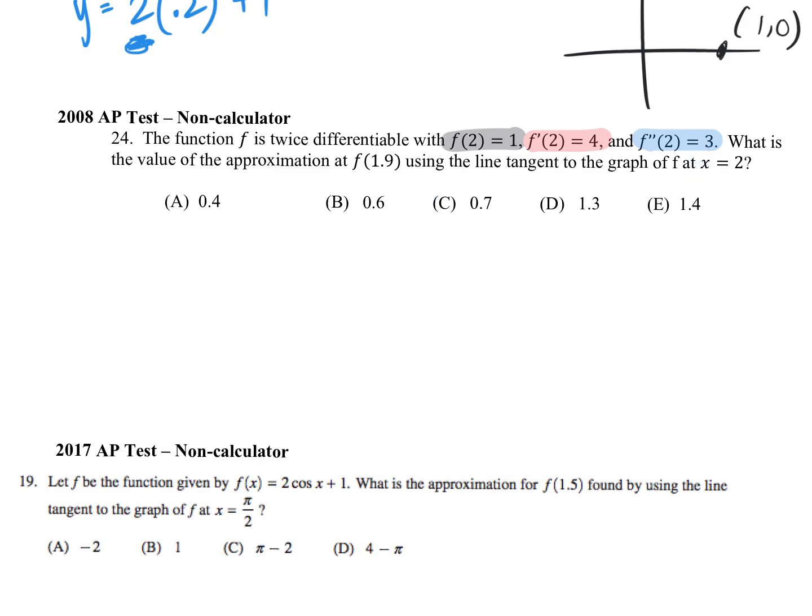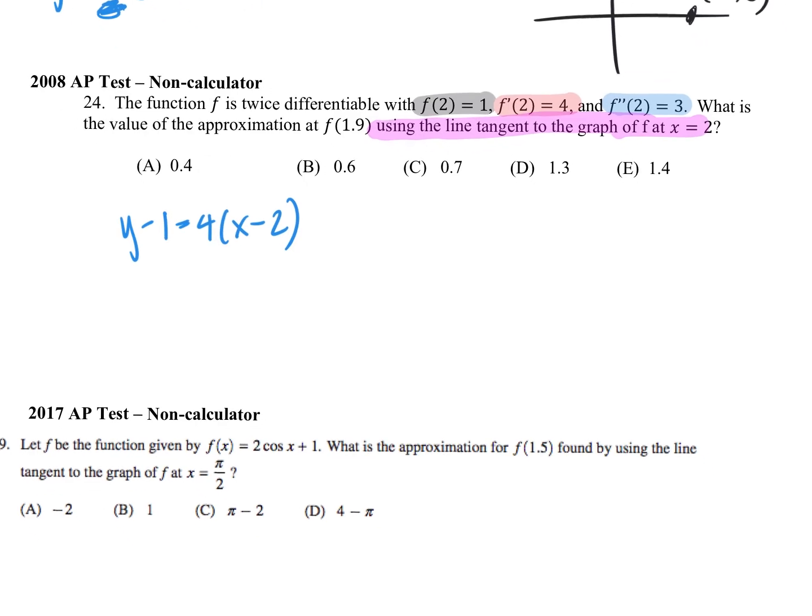Here they're not saying, write that tangent line. We need to go write it when x is 2. Y minus 1 equals 4x minus 2. Beautiful. Use that to approximate f of 1.9. What am I plugging in where? 1.9 goes right there. So I would say 4 times 1.9 minus 2, add my 1.